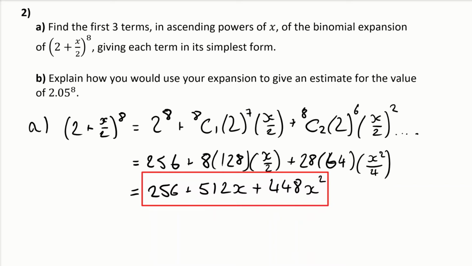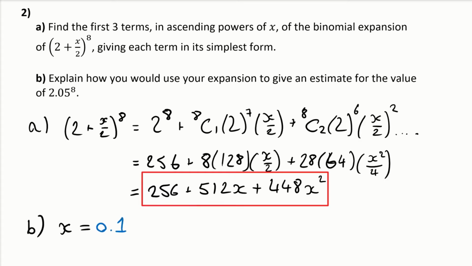And now for the more interesting part of the question, part B. Explain how you would use your expansion to give an estimate for the value of 2.05 to the power of 8. So now, similarly to what we did in our last question, in our expansion of 2 plus x over 2 to the 8, we need a certain value of x to make the number inside the brackets 2.05.